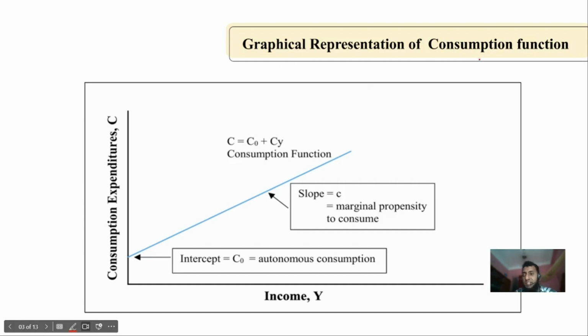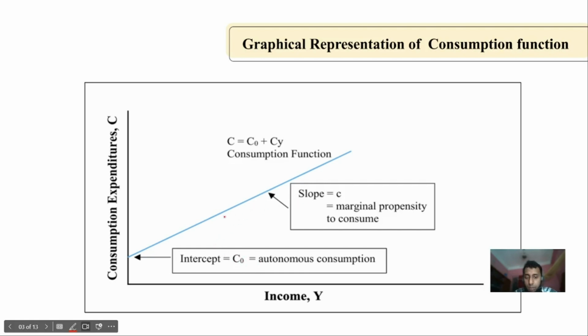The graphical representation of the consumption function. Here, the consumption function is C equals C naught plus cY. The x-axis represents the income Y and the y-axis represents the consumption C. The intercept C naught is where the line meets the y-axis. This represents the autonomous consumption, which is the consumption level when income is zero.